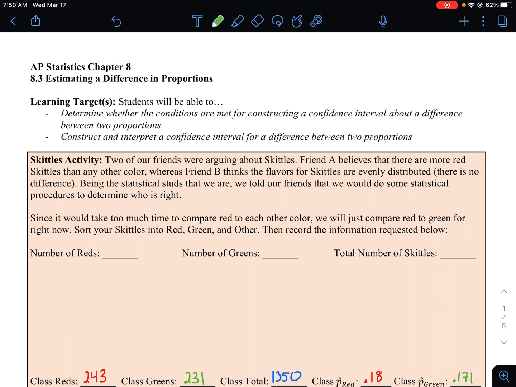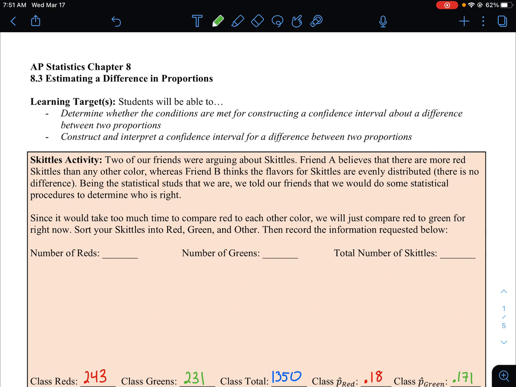Yesterday in 8.2, we were just estimating a single proportion, finding a confidence interval for one population. And we talked about the three different conditions that had to be met. We talked about the four-step process, how we could put this in on our calculators. A lot of that stuff is going to hold true today. The only difference really being that now instead of just one population, we have two separate populations, and we're trying to find an interval for the difference between those two population proportions.